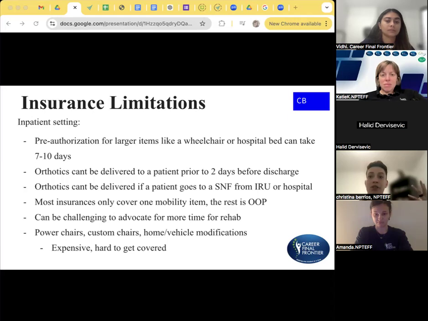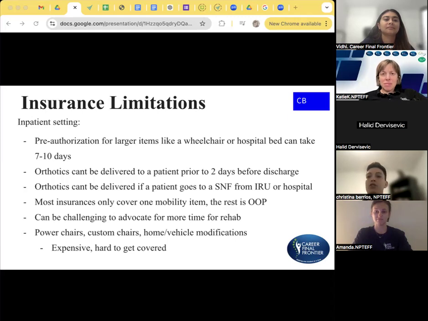The other thing that can be frustrating is they'll cover one mobility item. So let's say you have someone who needs a platform rolling walker, they'll cover the walker, but the patient has to pay for the platform. And that's $50 off Amazon that they have to pay out of pocket. Then they have to pay for their shower chair if they need one, and a bedside commode. So it's like playing the game of where these insurance companies are willing to put money and what becomes an out-of-pocket expense for the patient and their family.